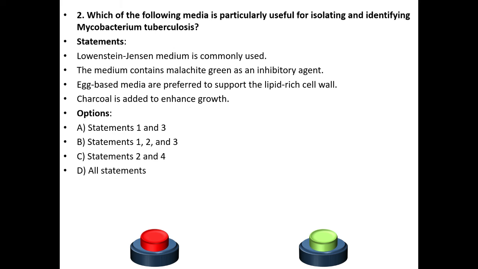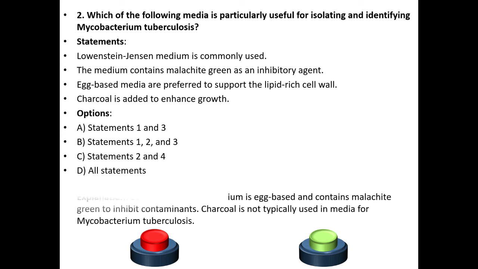Second question. Which of the following media is particularly useful for isolating and identifying Mycobacterium tuberculosis? Statements. Lowenstein-Jensen medium, LJ medium, is commonly used. The medium contains malachite green as an inhibitory agent. Egg-based media are preferred to support the lipid-rich cell wall. Charcoal is added to enhance growth. Which is correct?